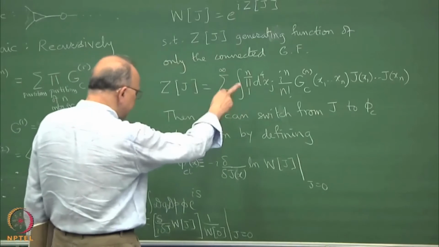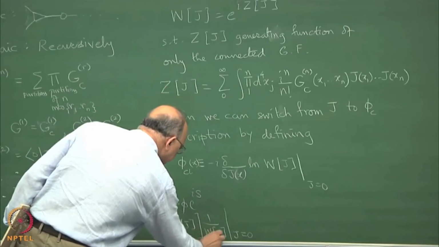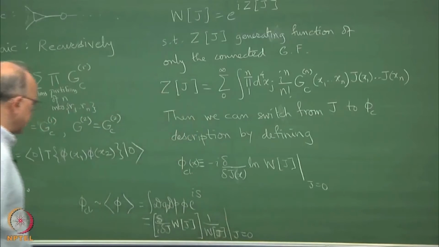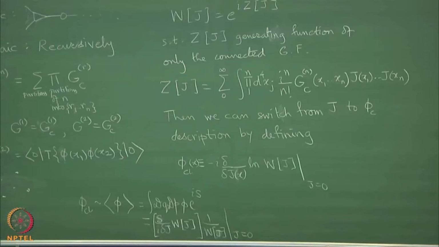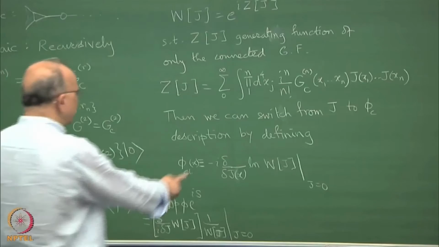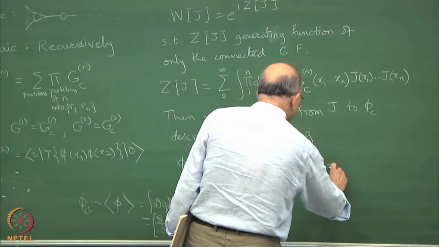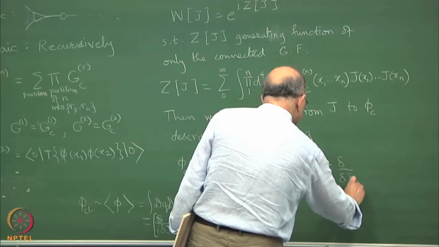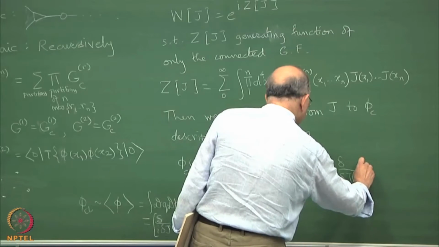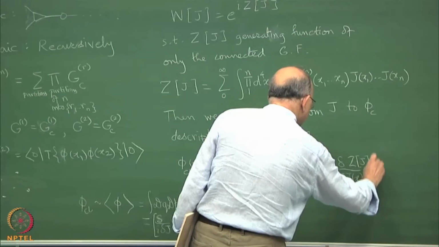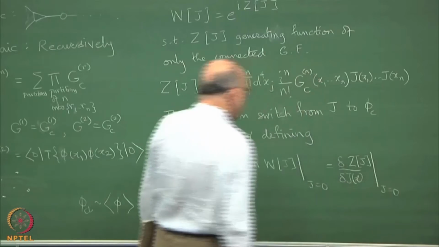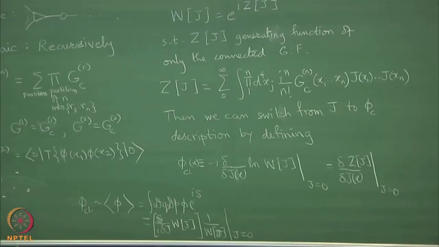Whatever W of J remains when you vary, I could have as well put W of J here, because I'm going to set J equal to 0 in the end anyway. So it becomes the variation of this log, and now the way we defined W, minus i times this is correct, and then log of W is equal to i times Z, so that cancels this minus i, and it becomes simply d by dJ(x) of the Z of J evaluated at J equal to 0. So we define the desired phi classical.